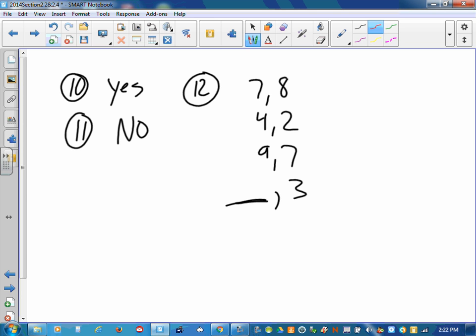Well, if I put the number 7 there, you guys would be like, oh, is it 7, 8, or is it 7, 3? But you could also put 4 or 9, and that would cause it not to be a function. So there's three answers to it. 7, 4, and 9 would make that relation not a function. Okay, number 13.